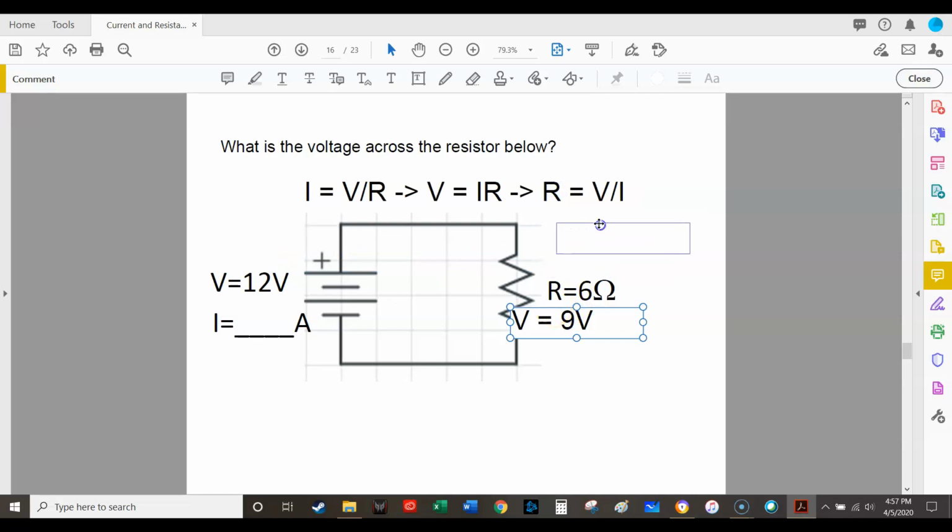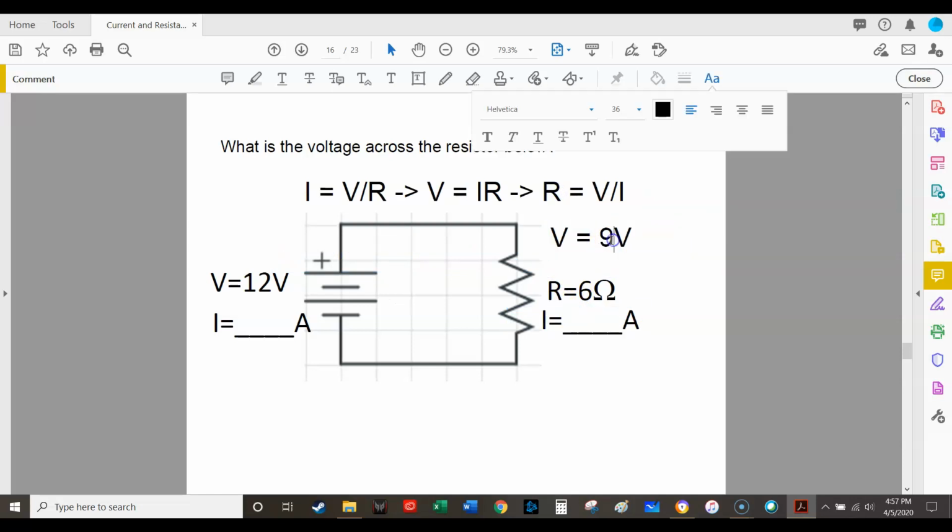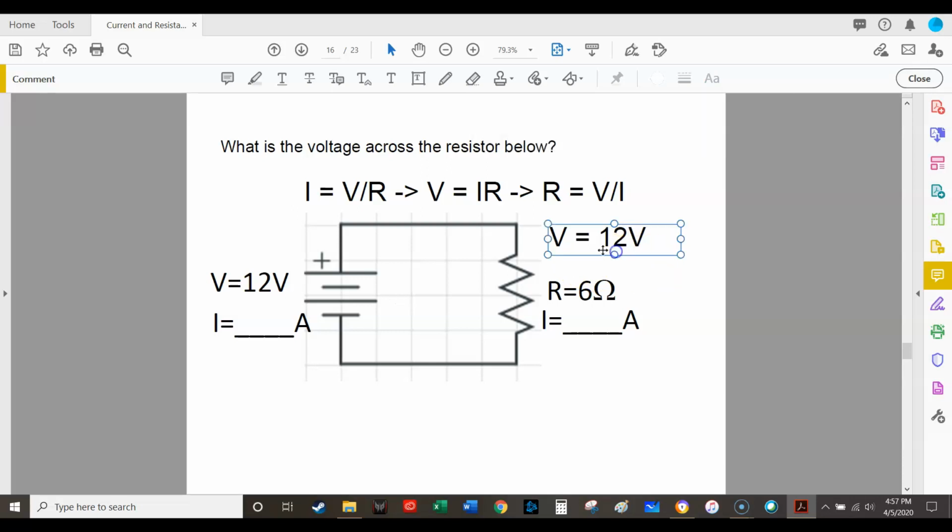So we know that if the battery is producing 12 volts, then the resistor has to consume 12 volts. So that's what we have there. And now we know this resistor is consuming 12 volts. This resistor has a resistance of 6 ohms.